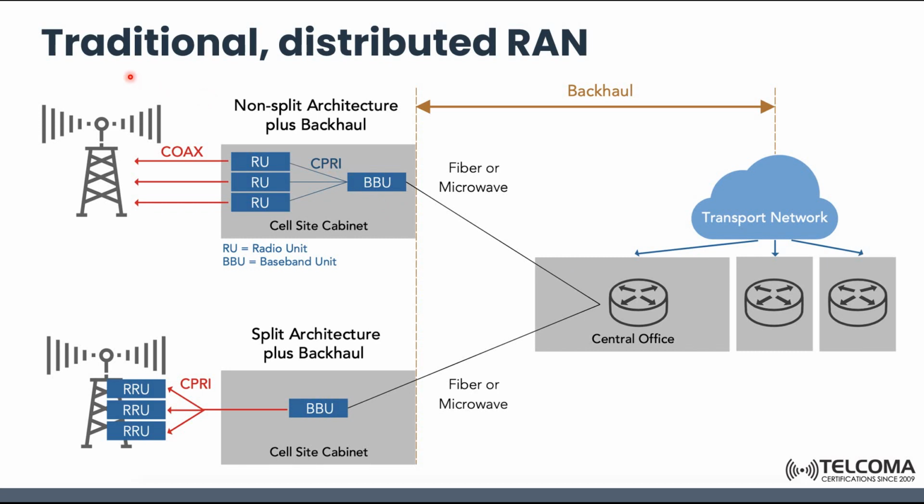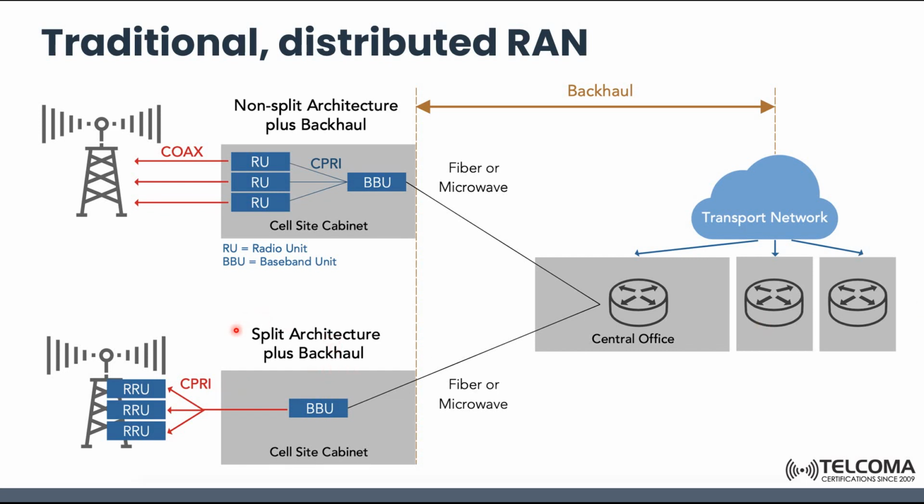So here we go with the traditional and distributed RAN. Earlier there was an RBS with baseband units, and these units were connected to the antenna through coaxial cable. This RBS, or base station, was connected to the central office through fiber or microwave via the transport network, and then connected to the core network.